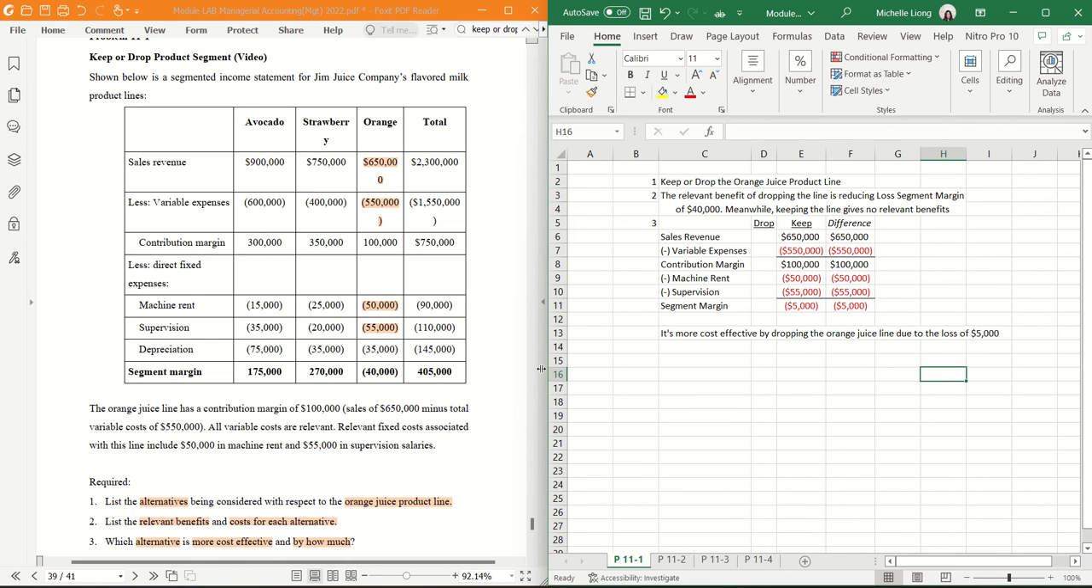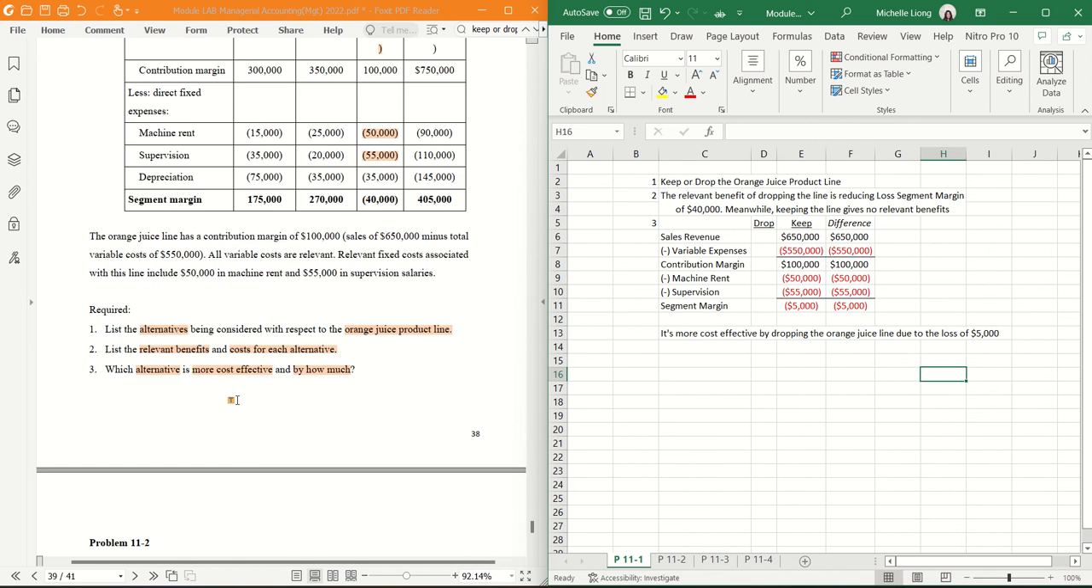It's more cost effective by dropping the oranges line because you will lose 5,000 every month or every time you produce it. So it's not a deal. It's not a good deal. So let's just drop it. Okay, so that's for problem one.